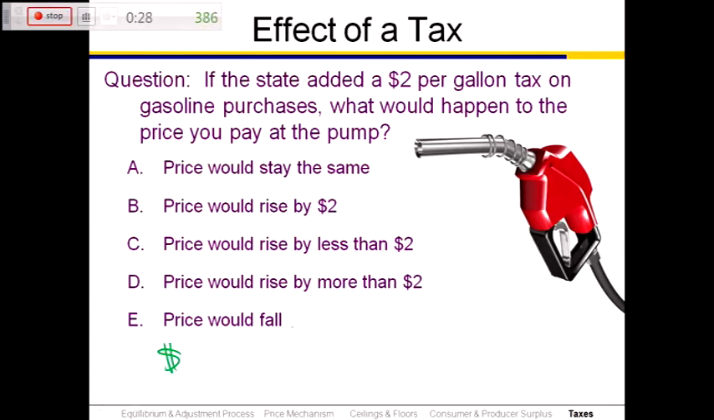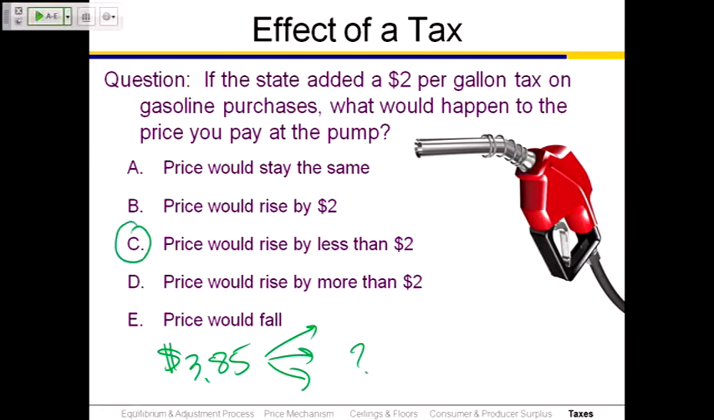So right now, last time I looked, it was $3.85. So the question is, where does the price go? What's the new equilibrium price? Is it $5.85, $3.85, more than $5.85, less than, anyway, you see what the answers are. 3 seconds. 1, 2, and 3. All right, so that's the answer. C is the answer. The price rises by less than $2.